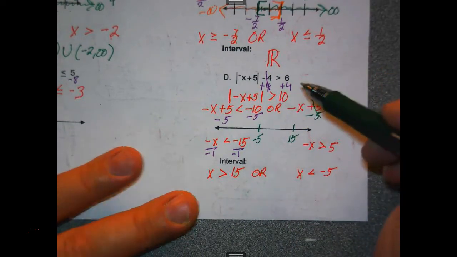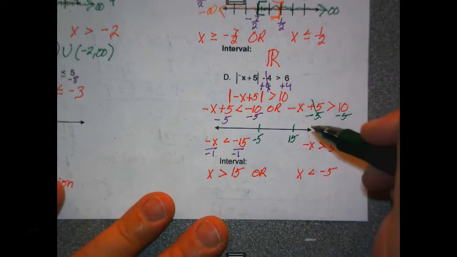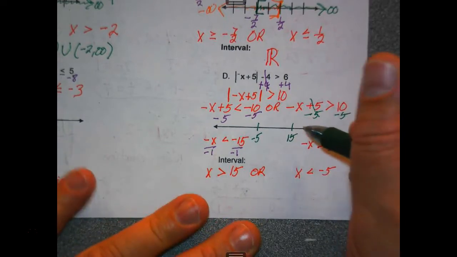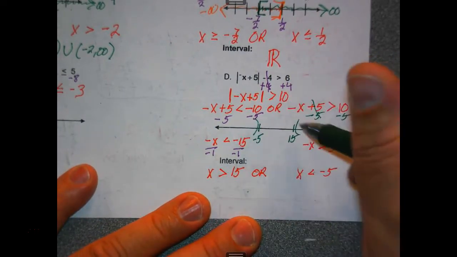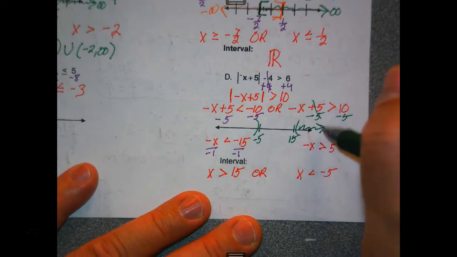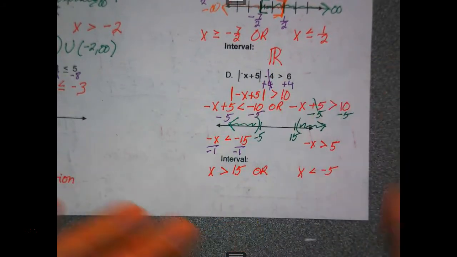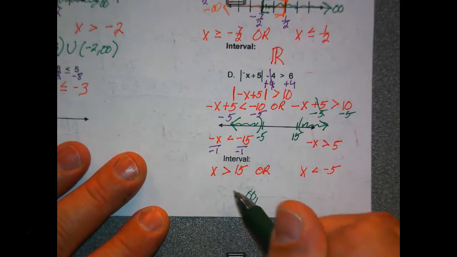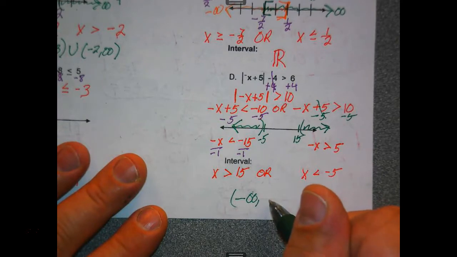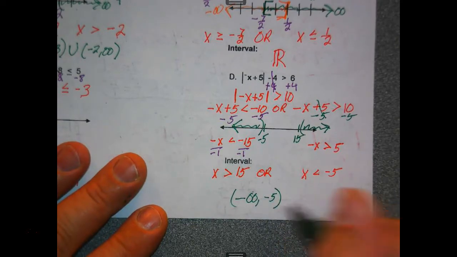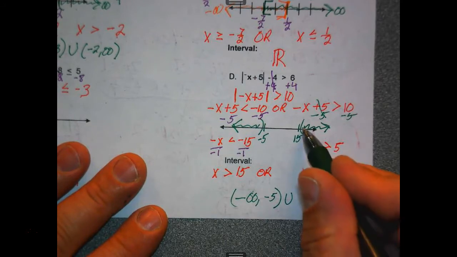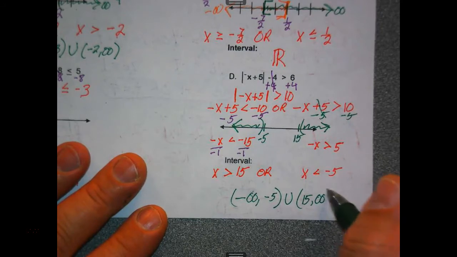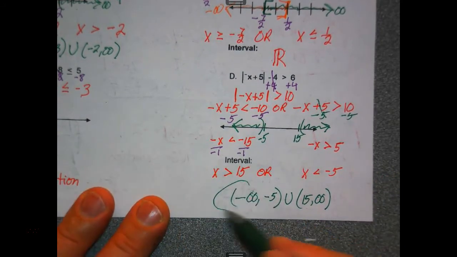Both parentheses. Just put it in. Thanks, Will. Let's see, both parentheses, right? It's an OR, so they're going opposite. Greater than. So nothing really special with this problem. The interval, -infinity to -5. Union, parenthesis 15 to +infinity. And there's my answer.